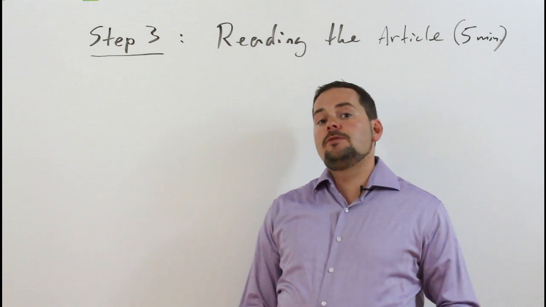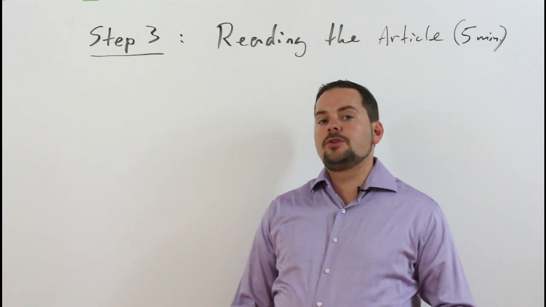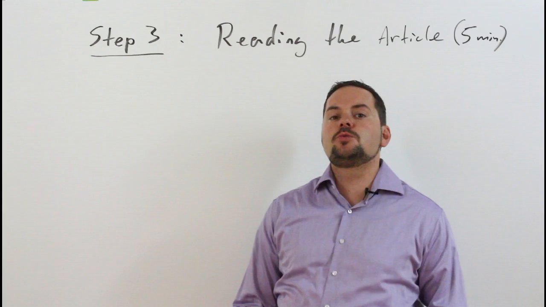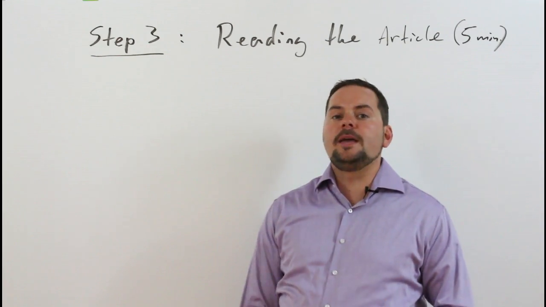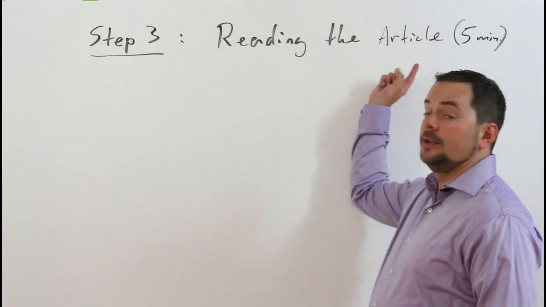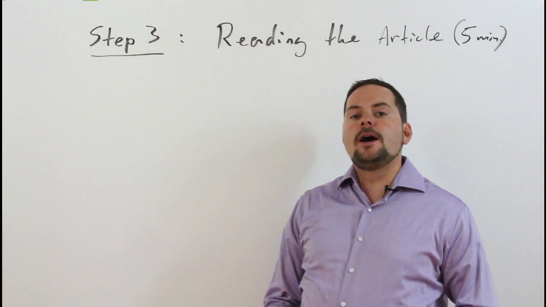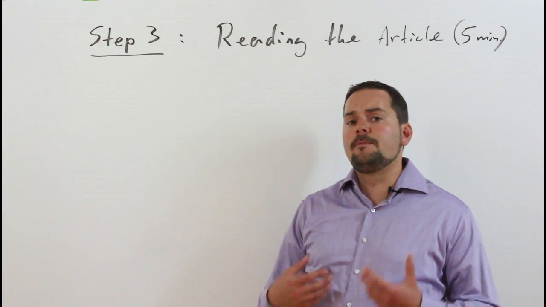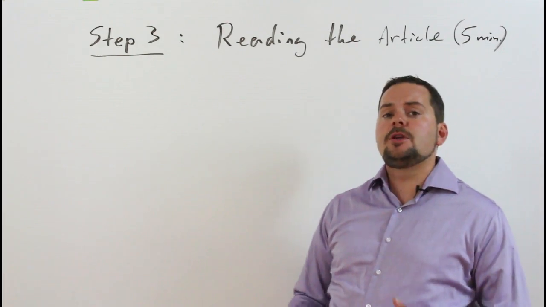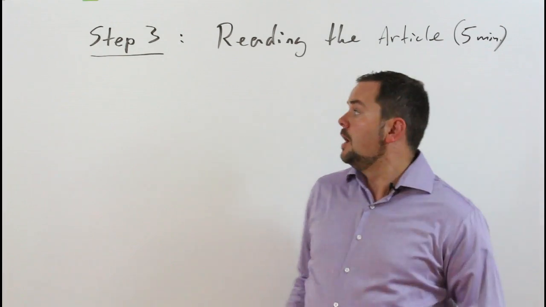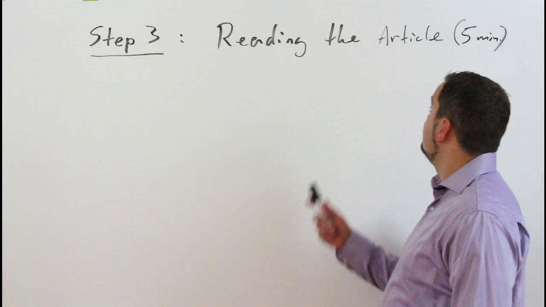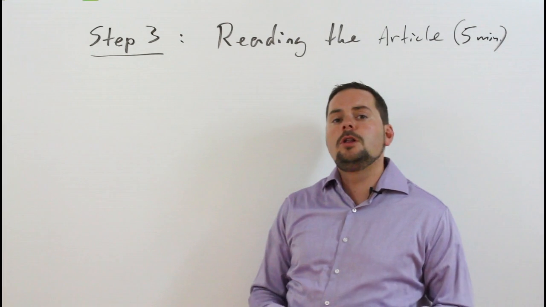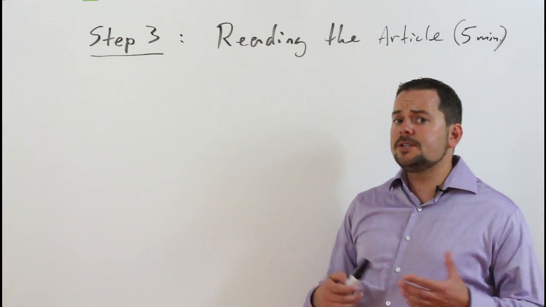All right, so once you've read the title, asked and answered what, why, how, and then looked at the questions, see which ones you should read and which ones you shouldn't, the third step is to read the article. Now, when you're reading the article, there are a couple of important concepts to follow. Again, you will have about 5 minutes to read each article. 5 minutes is lots of time.